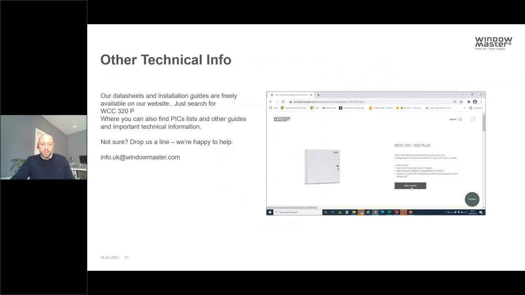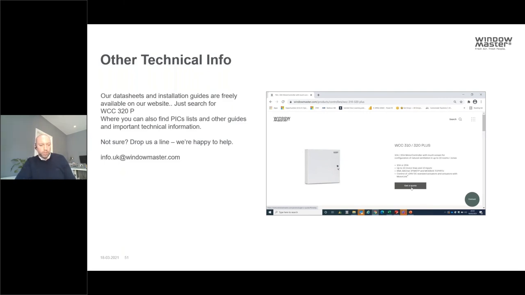In terms of other technical info, obviously we've covered quite a lot there, but our website's got some really nice information available on it. If you were to search for WCC, we call our controllers WCC 320 or 310P plus. That's the MotorLink version of our most common controllers for BMS integration. Lots of useful information on there.